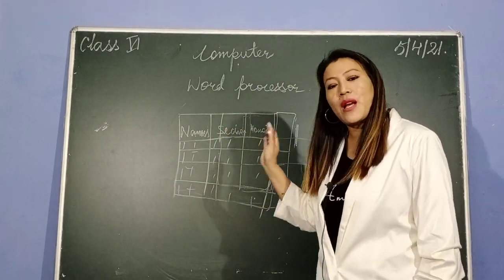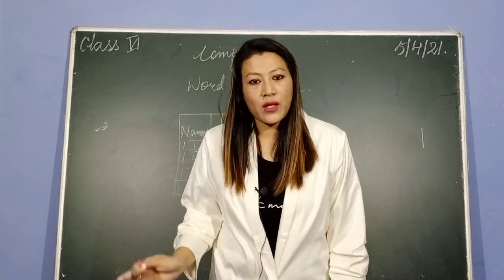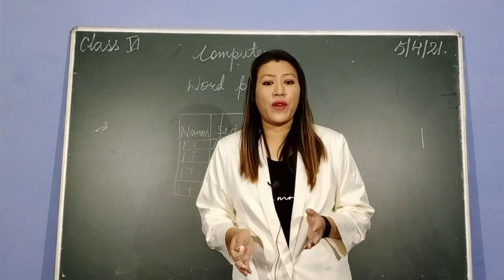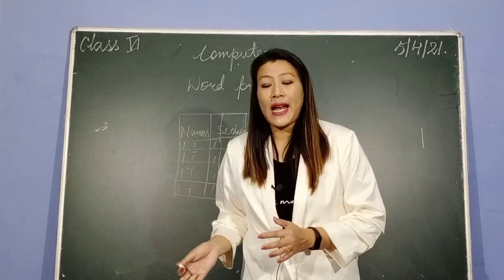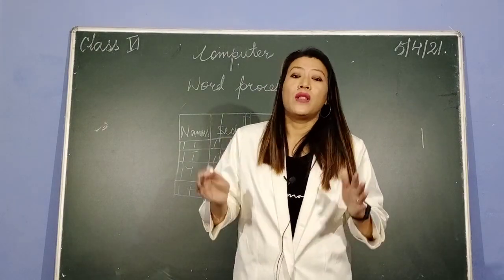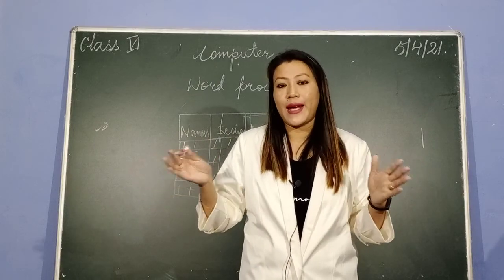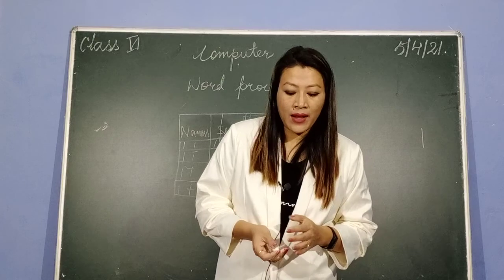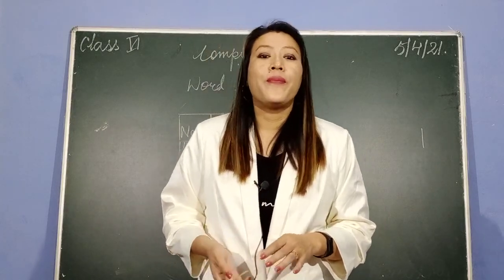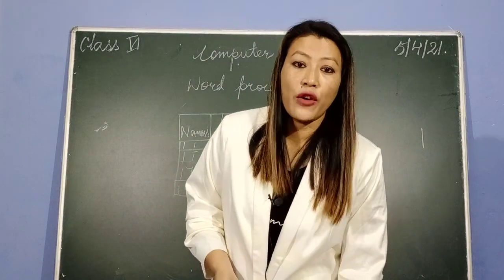So in Microsoft Word, alignments are very, very important. Normally when you create a document, we do left align or right align or center align, and sometimes we do justify. Justify means both sides, left and right, will be equally aligned. That can also be done in the alignment or formatting of tables.